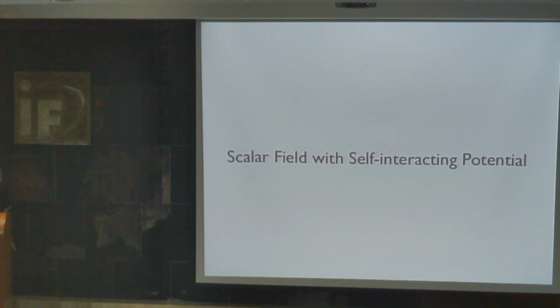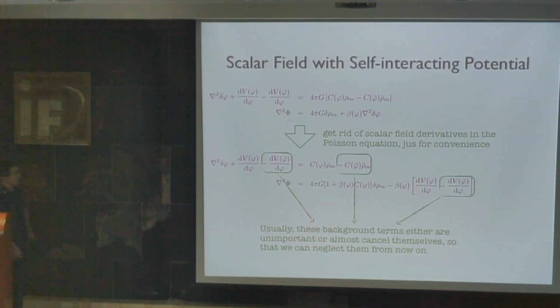So I first talk about the case of a scalar field with a self-interacting potential. This is a simpler case. So I'll start from these two equations. These two are coupled equations. The first is the scalar field equation, and the second is the Poisson equation.